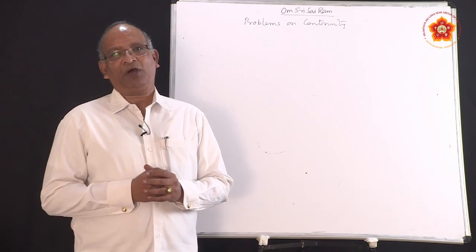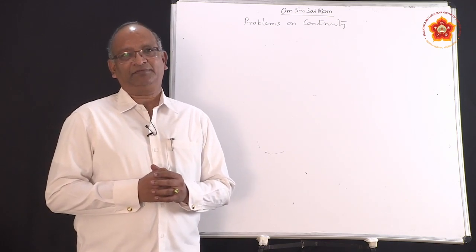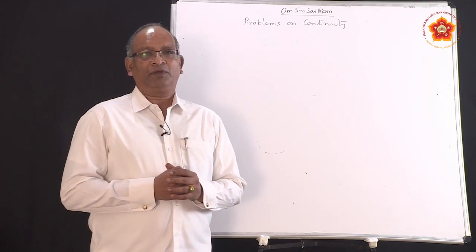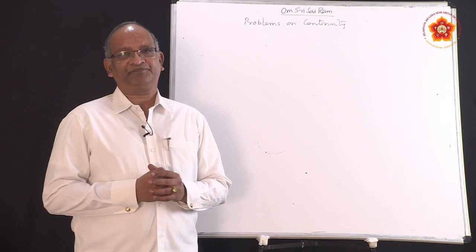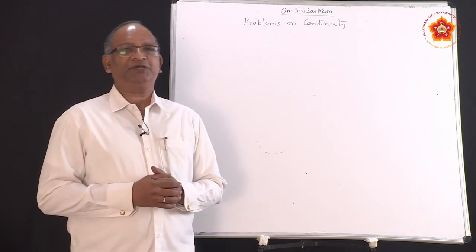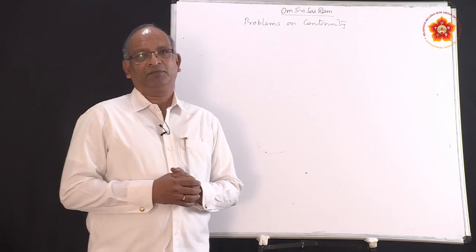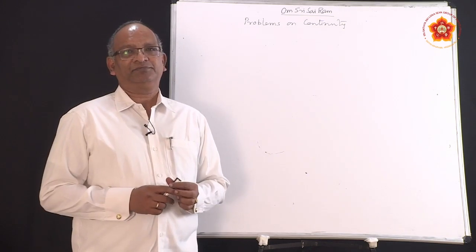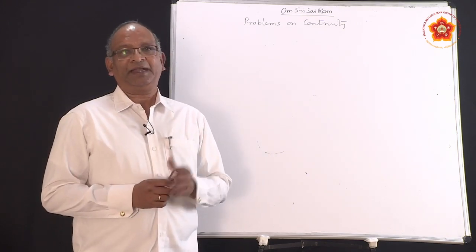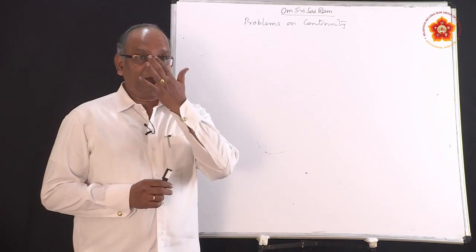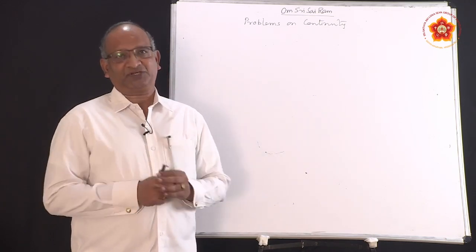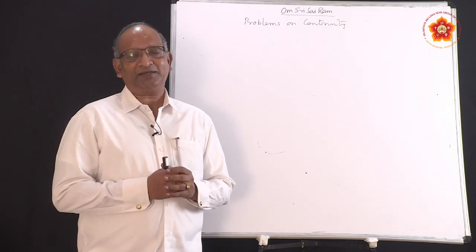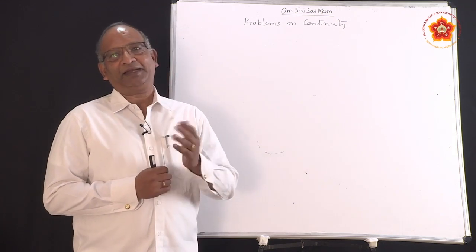Before we commence the problems, let us once again recollect how to apply what we learned in solving problems. How do you prove a particular function is continuous at a given point? We define continuity saying that a function is said to be continuous if the limit exists at a given point. Second, it should be equal to the value of the function. When do you say the limit exists at a given point? If the left hand limit is equal to the right hand limit.